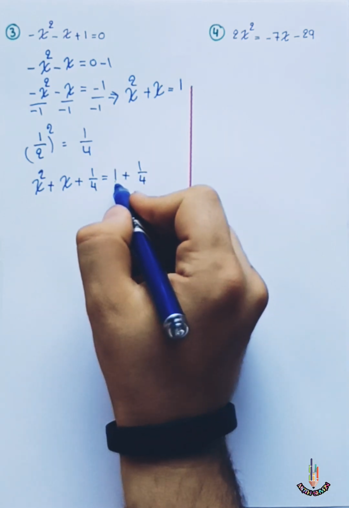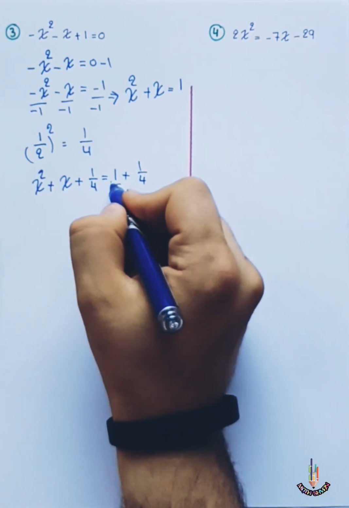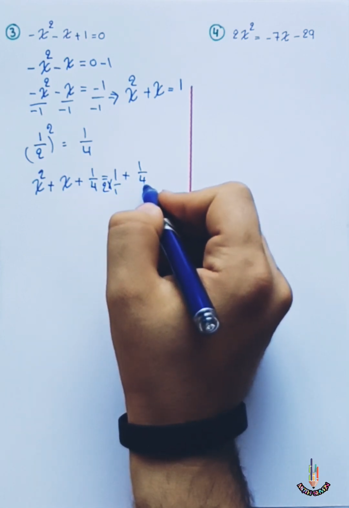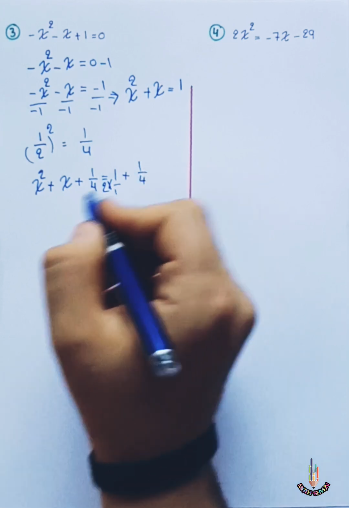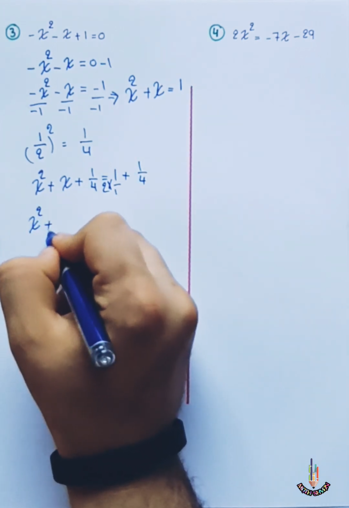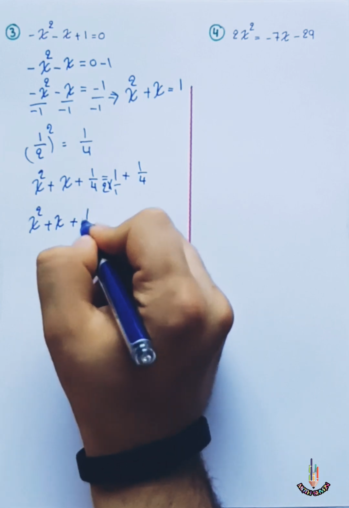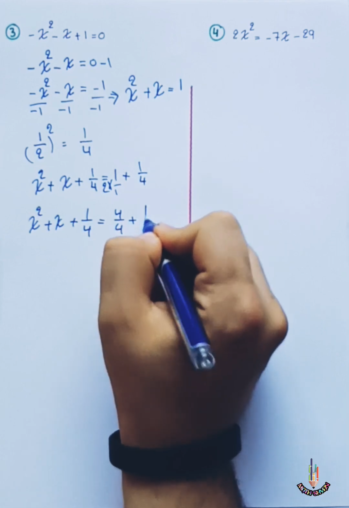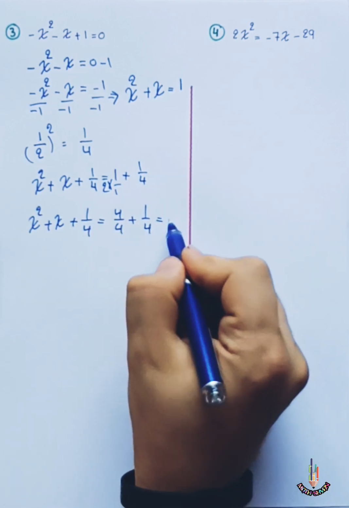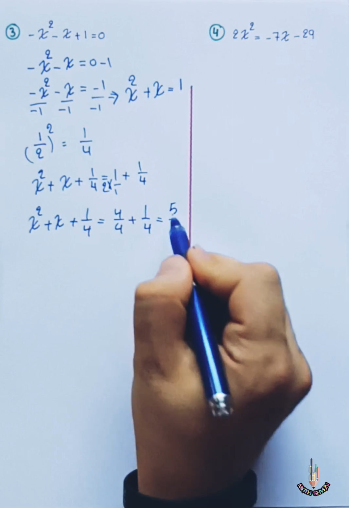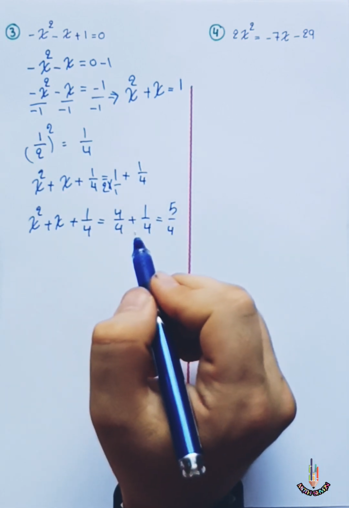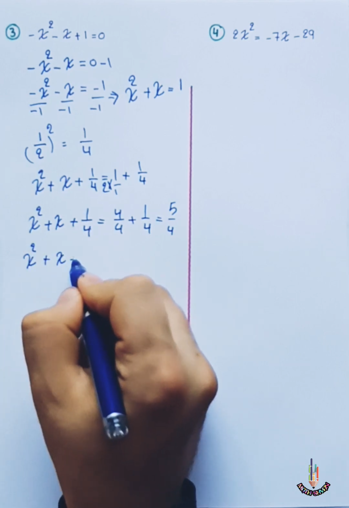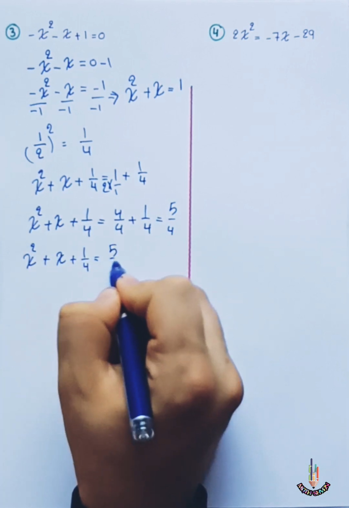We have to change this whole number into a fraction, and then multiply by 4, because the least common multiple of 1 and 4 is 4. So we have x squared plus x plus 1 out of 4 equal to 4 out of 4 plus 1 out of 4, and then 4 plus 1 is 5 out of 4. So we have x squared plus x plus 1 out of 4 equal to 5 out of 4.